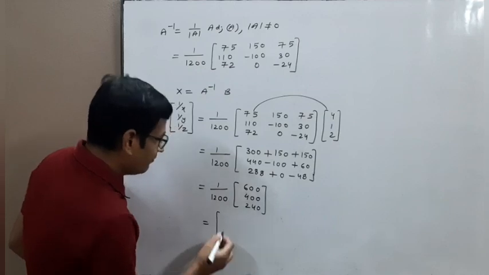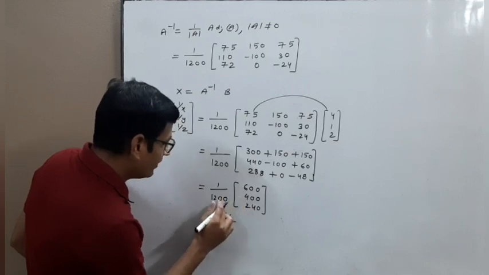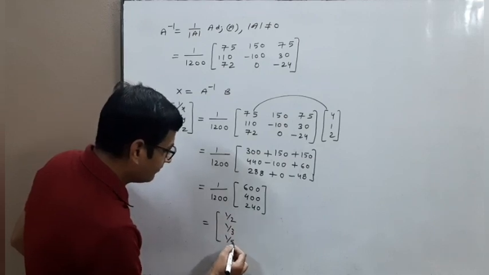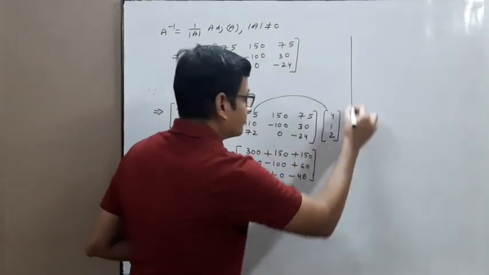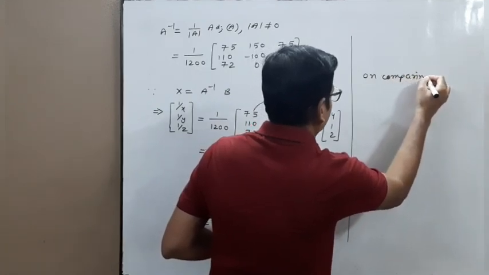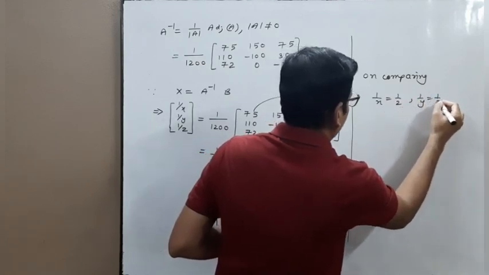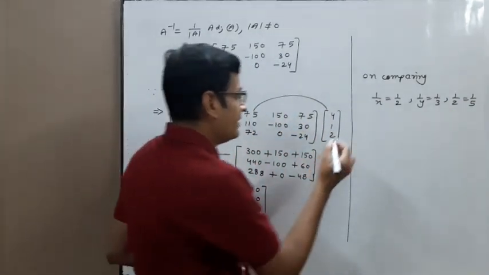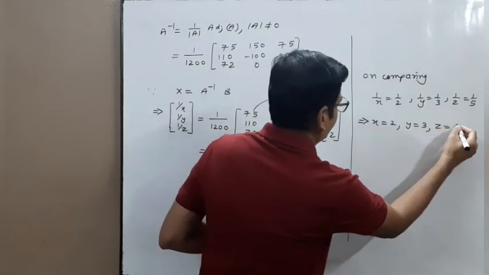Now divide by 1200. 600 by 1200 is 1 by 2, 400 by 1200 is 1 by 3, and 240 upon 1200 is 1 by 5. On comparing, 1 upon x equal to 1 upon 2, 1 upon y equal to 1 upon 3, 1 upon z equal to 1 upon 5, which implies x equal to 2, y equal to 3, z equal to 5.